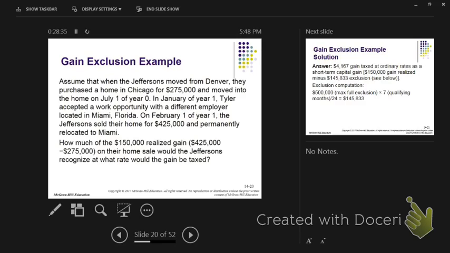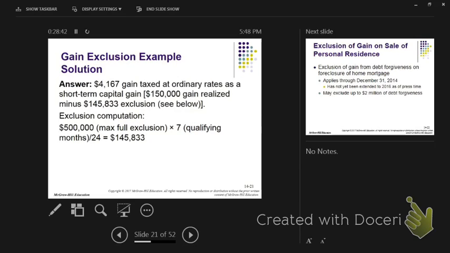All right, so July 1st through the end of February. So July through December is 6, and then you got all of January. So you take the 500,000 times 7 over 24. And that's going to give you, they can't exclude 500,000, they can exclude 145,000. So they gained 150, so they're going to have to declare 4167 as a gain. They can exclude 145, they have to declare 4167. So that's how much they'd put as capital gains.